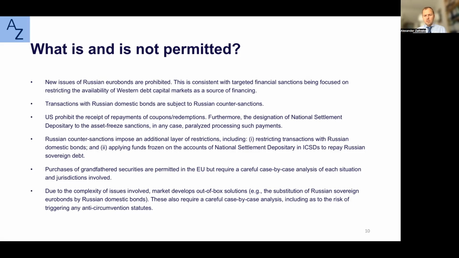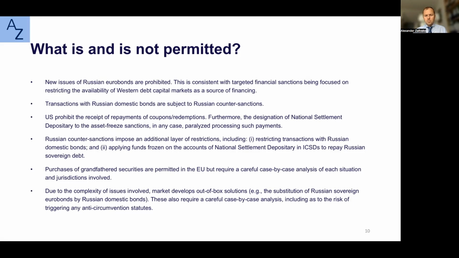And although in some jurisdictions, like the European Union, for example, the purchase of grandfathered securities remains permitted, there are blocking sanctions imposed in all three jurisdictions against the National Settlement Depository, which acts as a paying agent on the Russian sovereign bonds, meaning that any payment, whether of coupon or of redemption at maturity, is processed through such depository. There are no possibilities, in essence, to continue making payments and redemptions of those bonds, and then a question arises of who will purchase the bonds which cannot be serviced in accordance with their contractual terms.